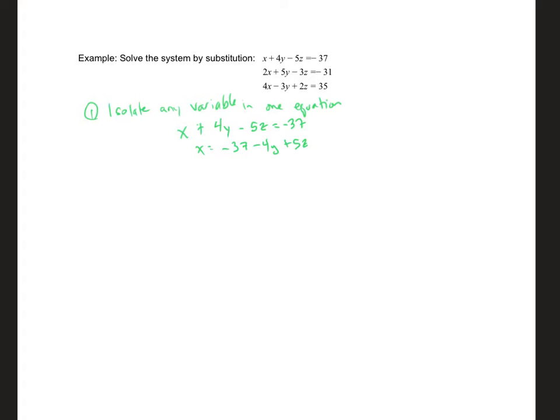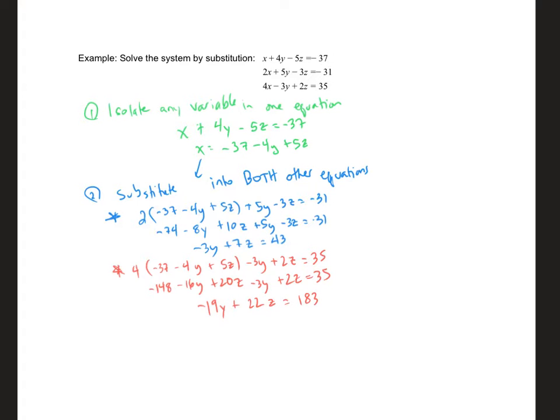So what I'm going to do now is take that equation where I've got x isolated, and substitute that into both of the other equations for x. So my work with the blue is me plugging that into the second equation. The work in the red is me plugging that into the third equation. So what I've got now are these two equations, which make a system.